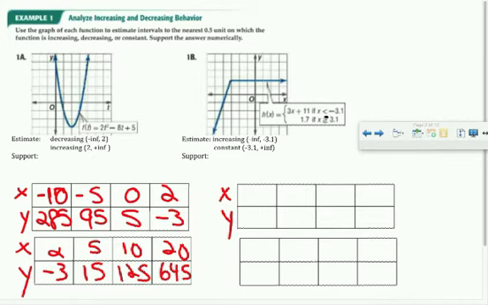Looking at my next function, which happens to be a piecewise function, please notice that there's a typo on your paper. On the second part of the function, on your paper it says x is greater than or equal to 3.1. You'll see that on the screen I have corrected that. It's negative 3.1. Please make sure that you've corrected that on your note-taking guide as well.